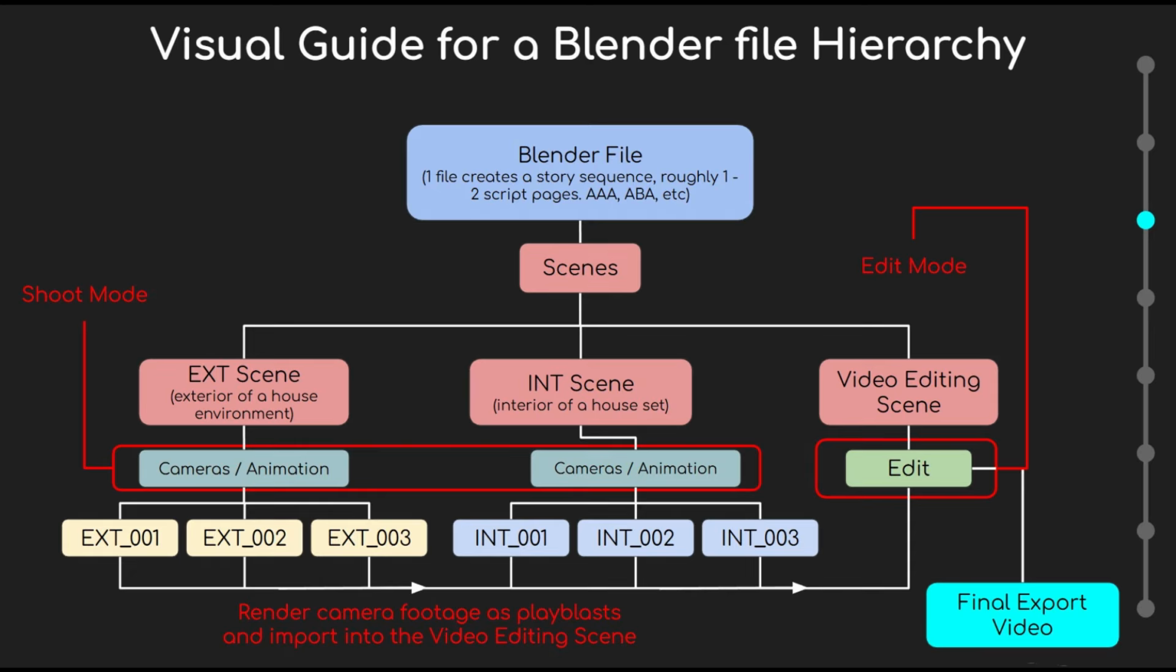So in those different scene setups, we'll have all of our cameras, and then the exterior 001, that's a camera, exterior 002, those will be the camera names. And then from there, we render all of our footage and it all gets put into our video editing scene. And then that's considered our edit. And then when we export, once we have cut all our footage together, then we have a final export video.